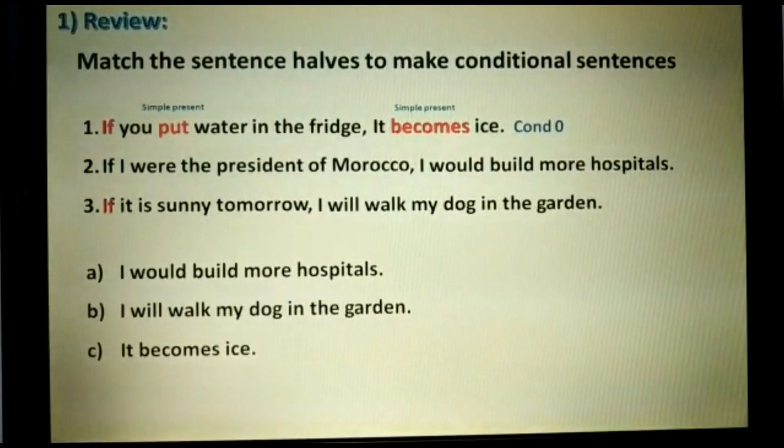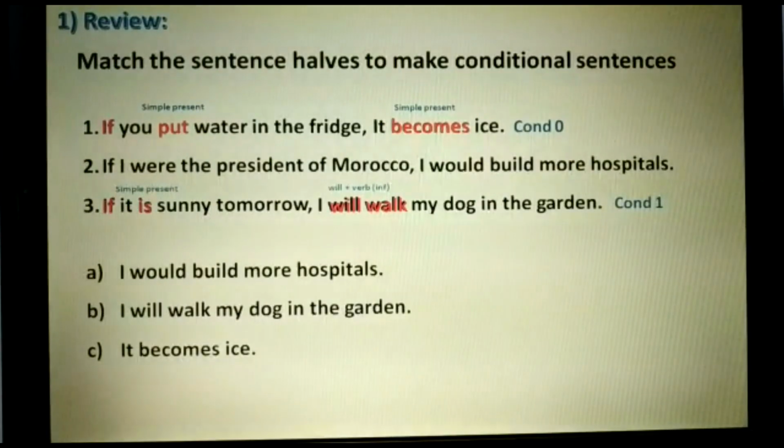If it is sunny. Notice that here we have the verb to be in simple present. It will. Here we have something different. Will walk. Make sure that in this conditional we can use will walk, which is simple future, or can walk, must walk, or whatever, which means one of the modals I have mentioned, plus a verb in the bare infinitive. So this is conditional type 1.